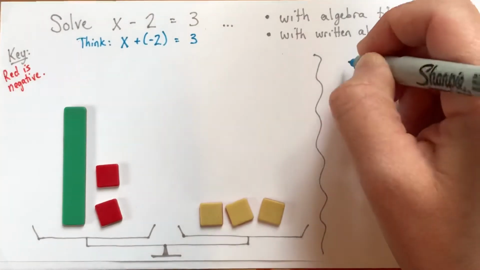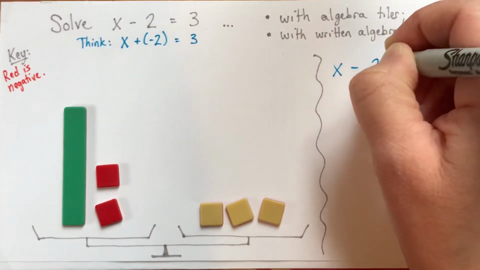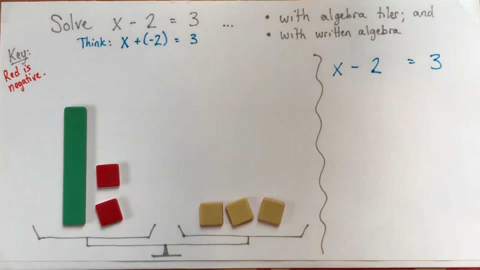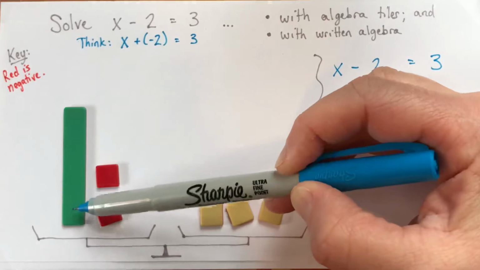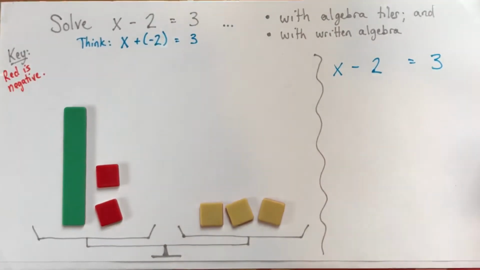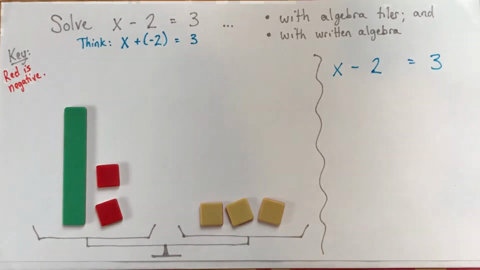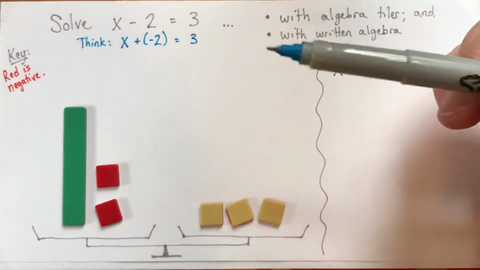Okay, with my written algebra, I'm going to just copy the equation down. x subtract 2 is equal to 3. If you'd like to write this version, that's also fine. All right, so our goal is to have x all alone, both in the visual representation with the tiles and also in the algebraic representation over here. We'd like to have x all alone on one side of the balance or on one side of the equal sign. So we'd have to get rid of these negative 2.